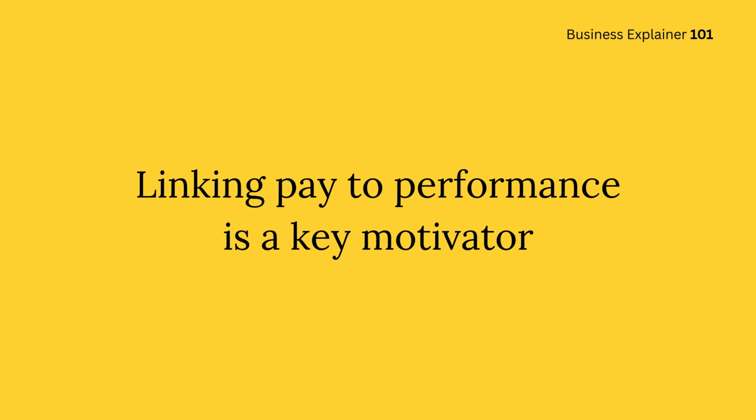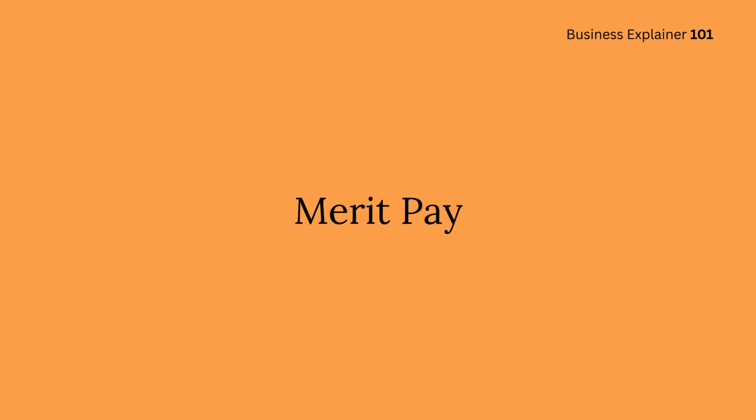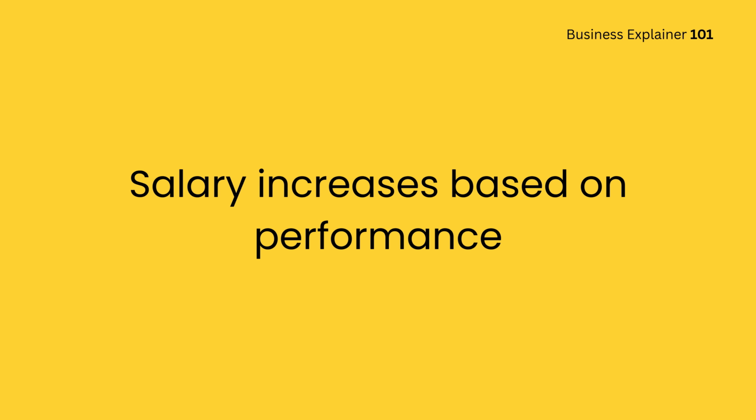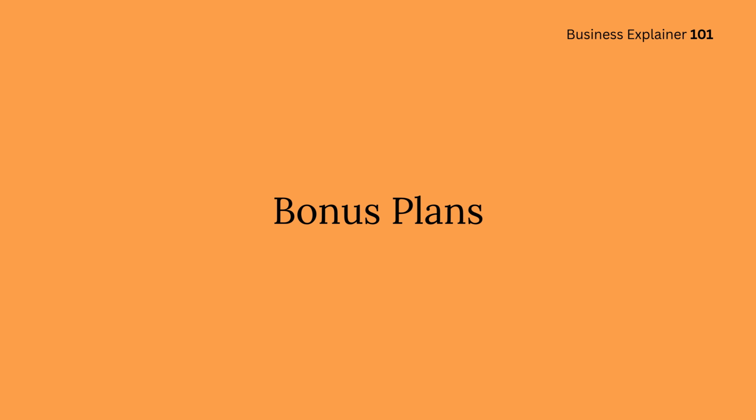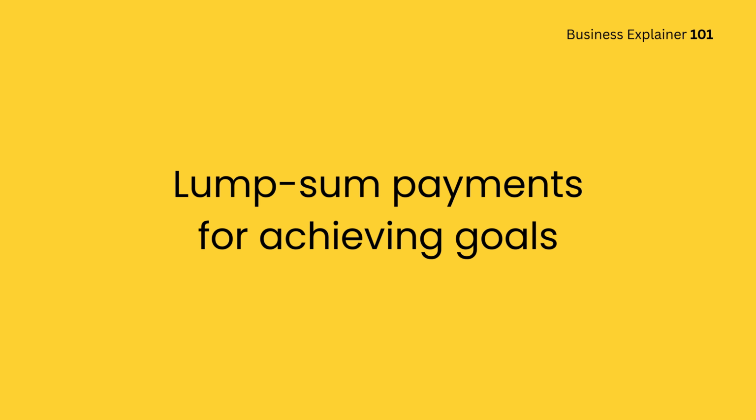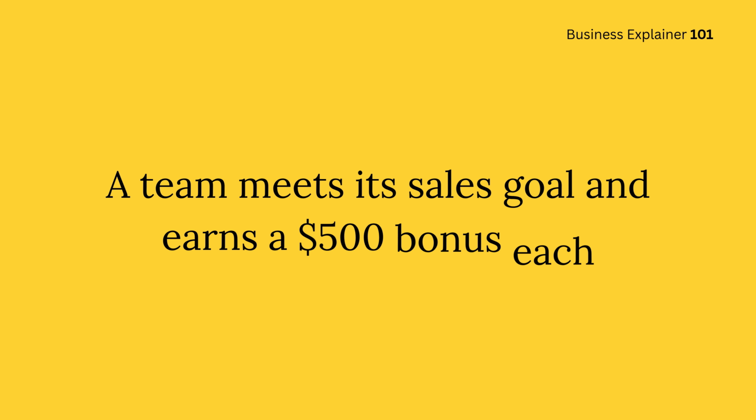Linking pay to performance is a key motivator. Here are some methods. Merit pay. Salary increases based on performance. Example: an employee rated outstanding gets a 5% salary raise. Bonus plans. Lump sum payments for achieving goals. Example: a team meets its sales goal and earns a $500 bonus each.